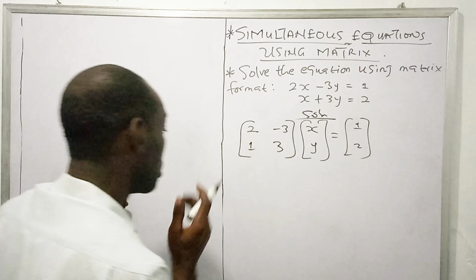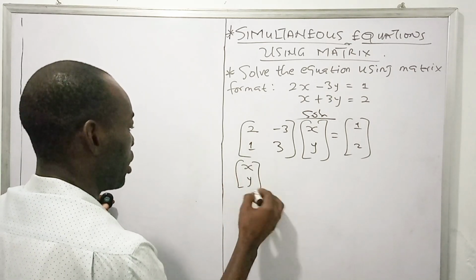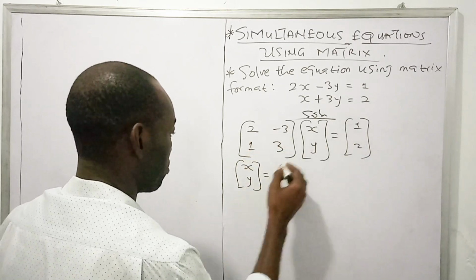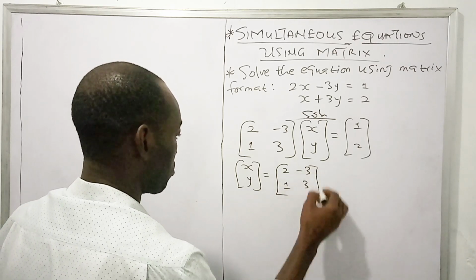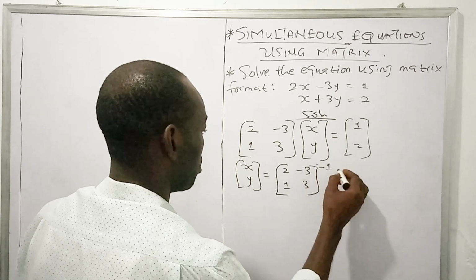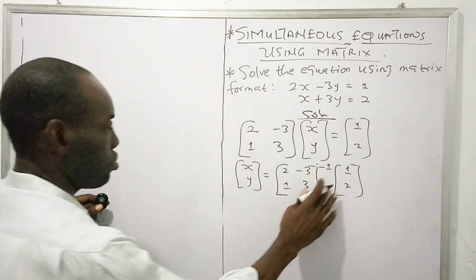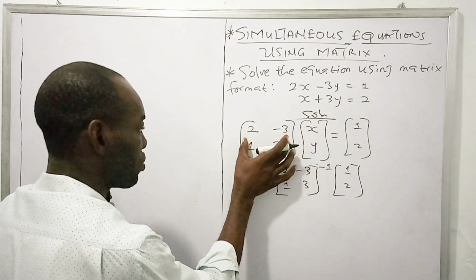Now, we are meant to understand from matrices that this is the same thing as the product of the inverse of this times this, which is 2, minus 3, 1, 3. Then the inverse, then 1, 2. So this is equal to the product of the inverse of this times this.